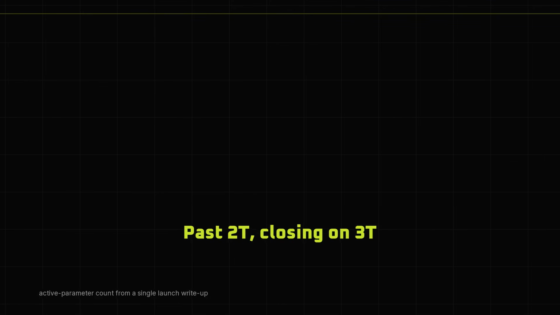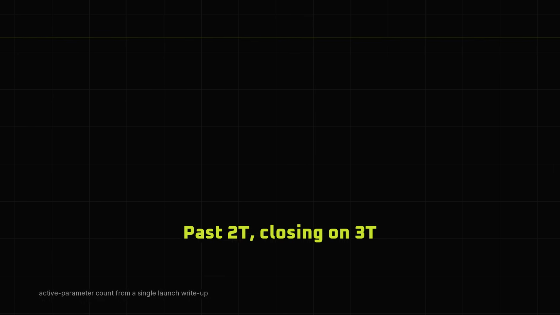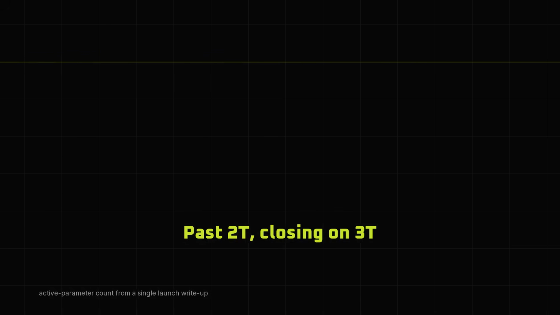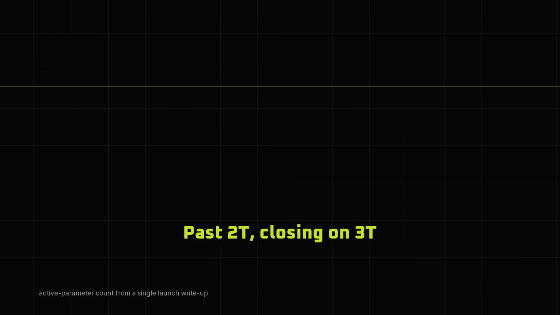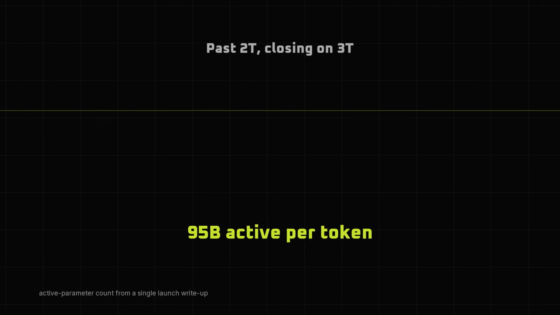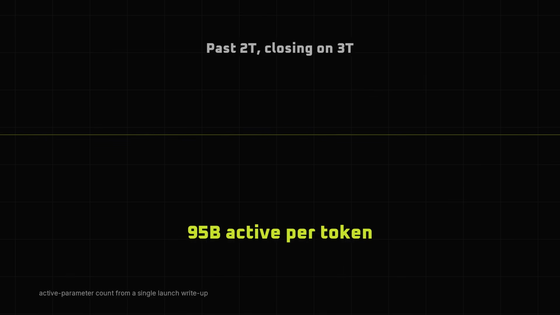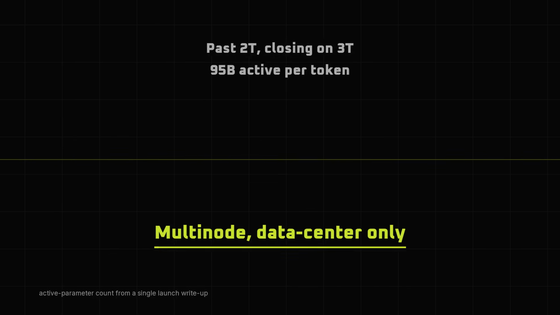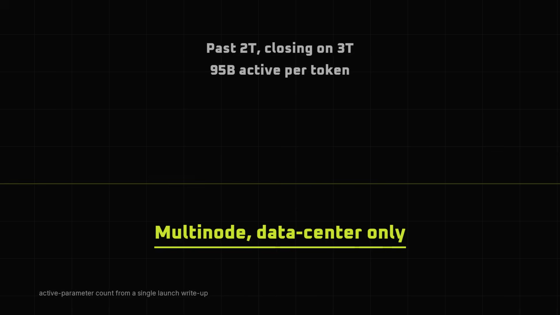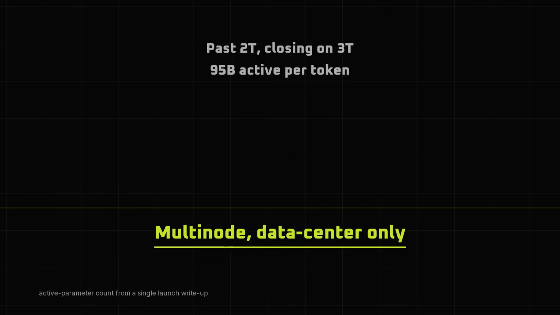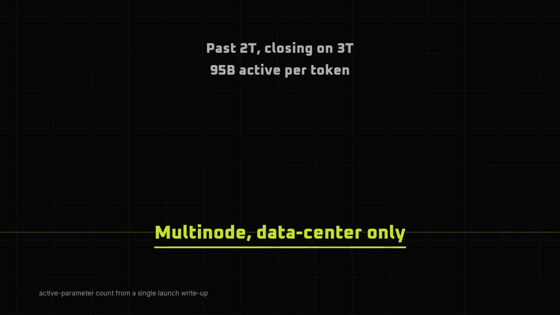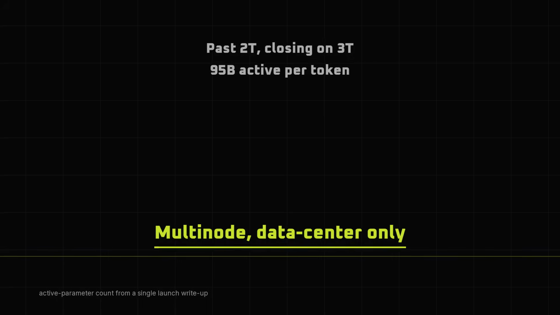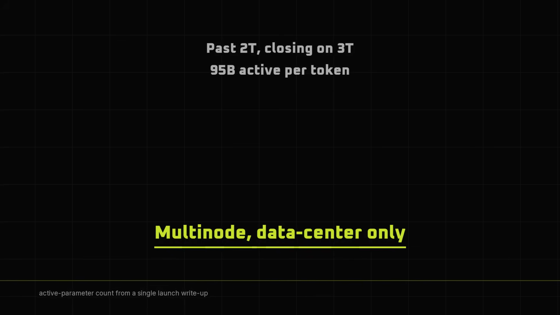The headline model is one of only 2 families ever to pass 2 trillion parameters, and it is closing on 3. Every token it writes activates 95 billion of them. That is not a graphics card, it is a building. Serving it takes data center scale multi-node compute. So the number in the headline is true, and it is describing somebody else's hardware.